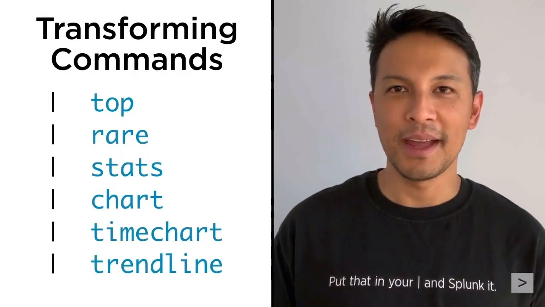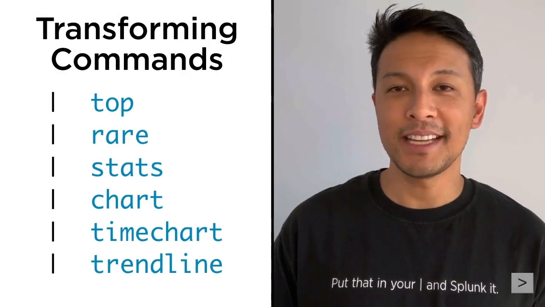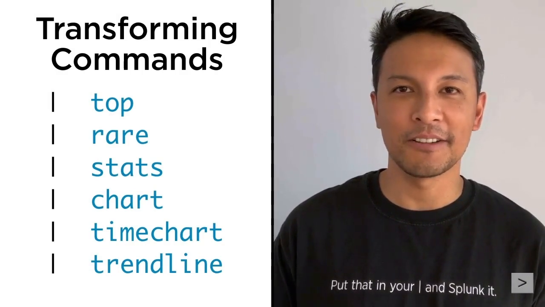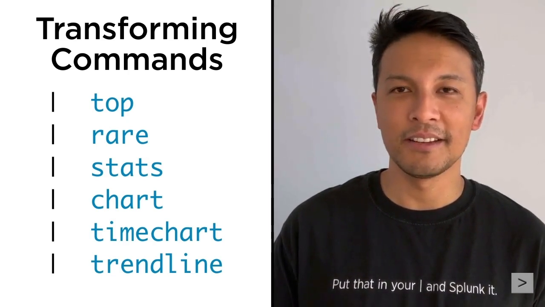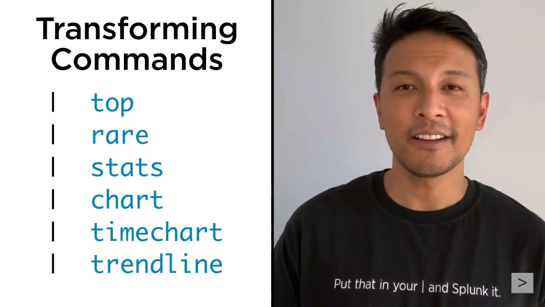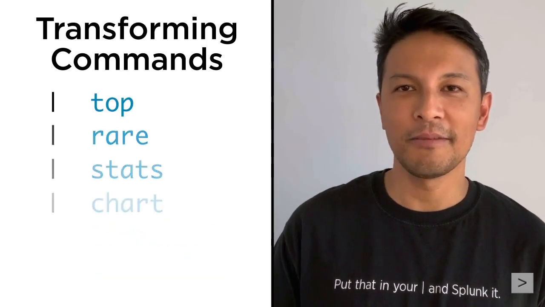Splunk's transforming commands order search results into a data table that can be used for statistical purposes. You'll need them if you want to transform your search results into visualizations. Let's take a look at a couple of these commands, starting with the top command.